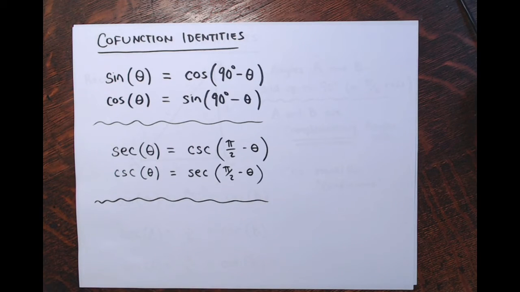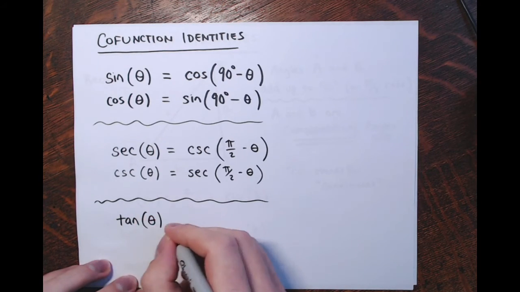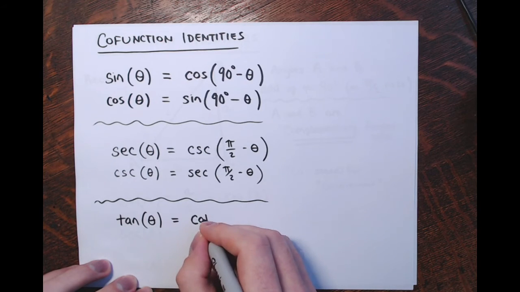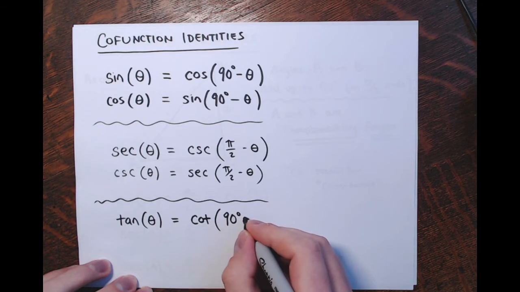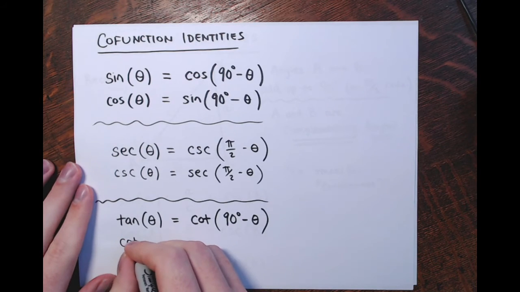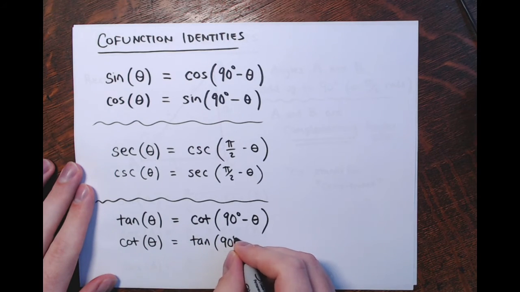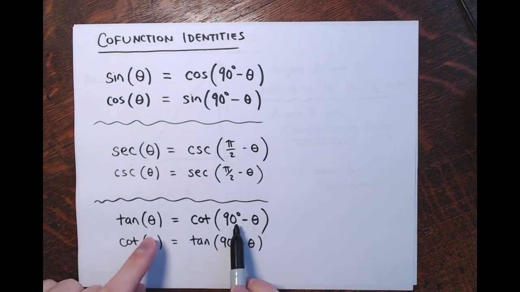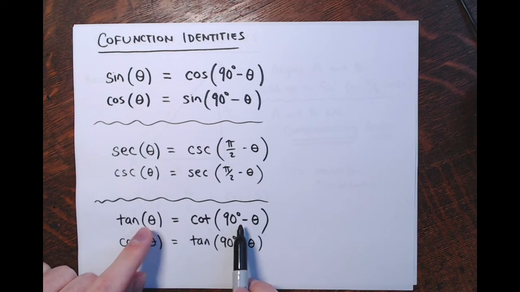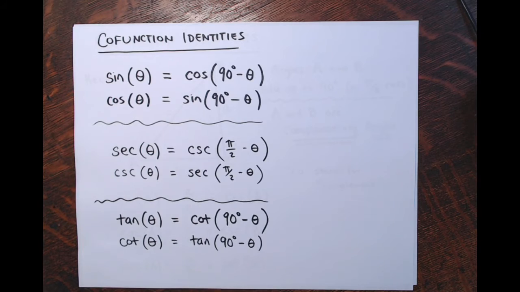And then the last pair of cofunctions is tangent and cotangent. So the tangent of an angle will be equal to the cotangent of the complementary angle, 90 minus theta, or pi over 2 minus theta if you're talking radians. And vice versa, the cotangent of an angle will be equal to the tangent of its complement. Again, as long as the two angle measures add up to 90 degrees or pi over 2 radians, the tangents and cotangents of these angles will be equal.